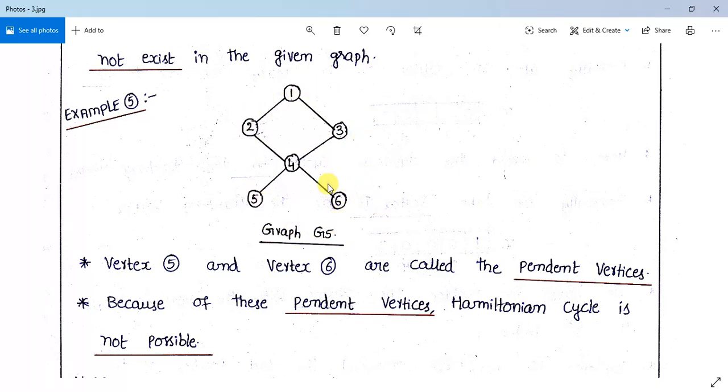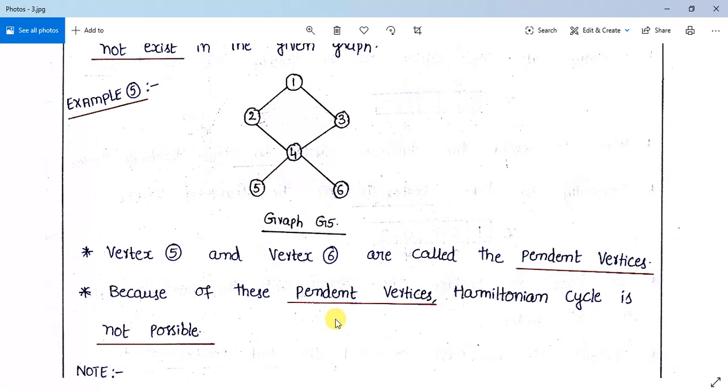Here, if you observe carefully, vertex 5 and vertex 6 are called pendant vertices. So if a graph contains any pendant vertices, then a Hamiltonian cycle is not possible. This is one of the important points to be noted. Suppose a graph contains any pendant vertices, then a Hamiltonian cycle is not possible.